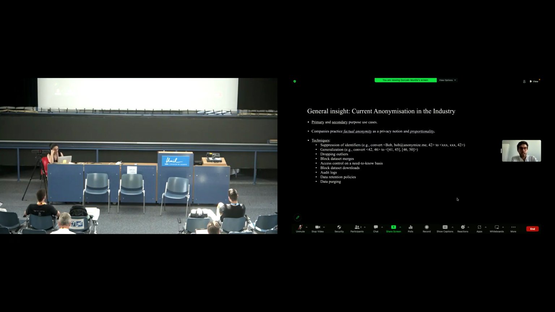Something that I found interesting is that I got to see what is the current anonymization in the industry. So they have usually 2 types of use cases, primary and secondary. In the primary ones, it is the ones that they collect data for what they ask the users for. So for example, I allow you to collect the data for analyzing this in particular. So those are primary use cases that don't need anonymization, and they have the secondary purpose use cases where they would anonymize the data, and because it's not personal anymore according to them, they could use it for other purposes.